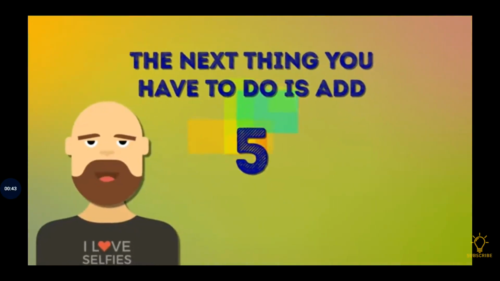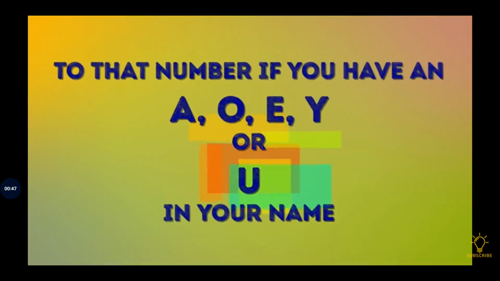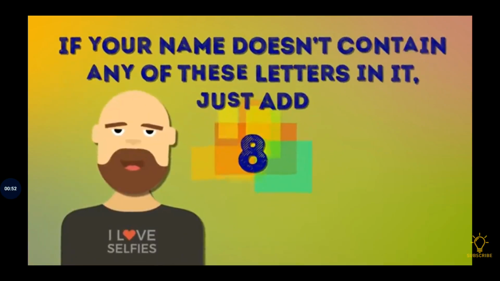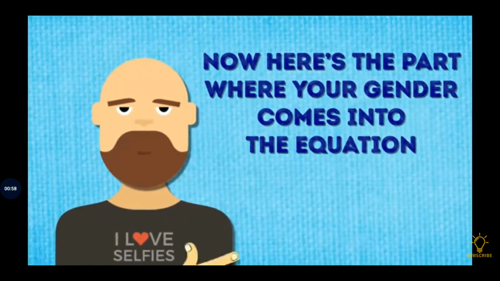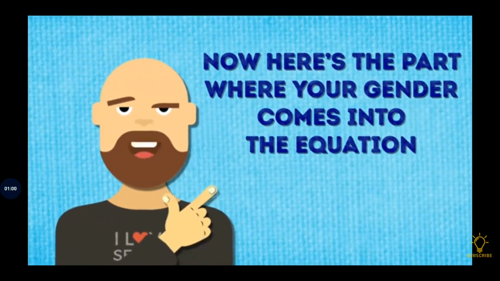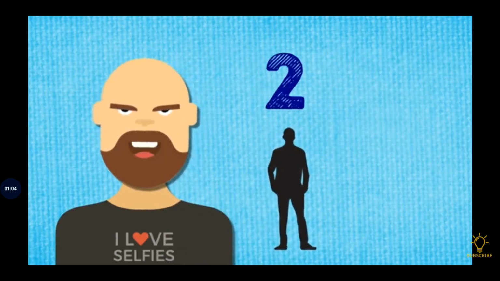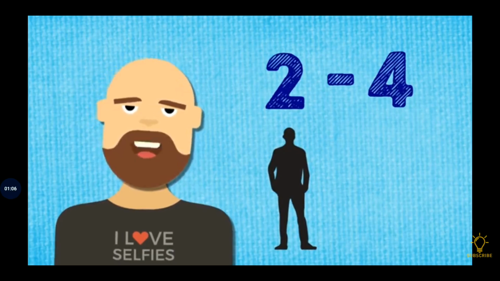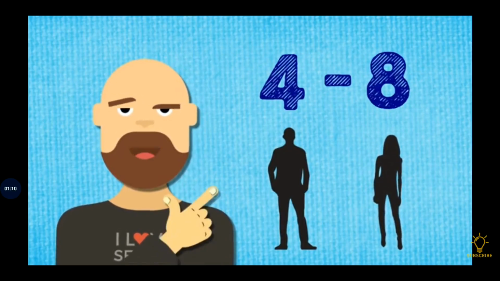The next thing you have to do is add 5 to that number if you have an A, O, E, Y, or U in your name. If your name doesn't contain any of these letters in it, just add 8. All right? Now, here's the part where your gender comes into the equation. So, if you're a man, multiply your number by 2 and then subtract 4 from it. If you're a woman, multiply it by 4 and then subtract 8.